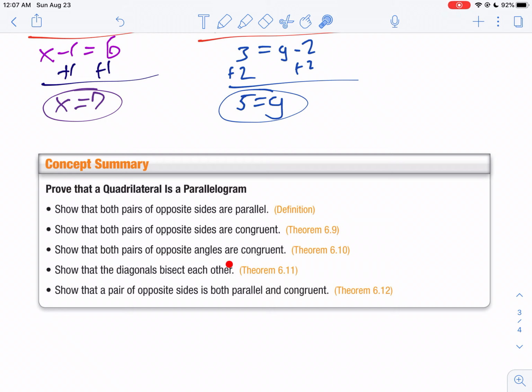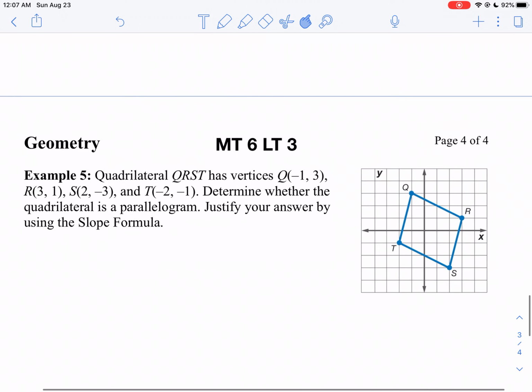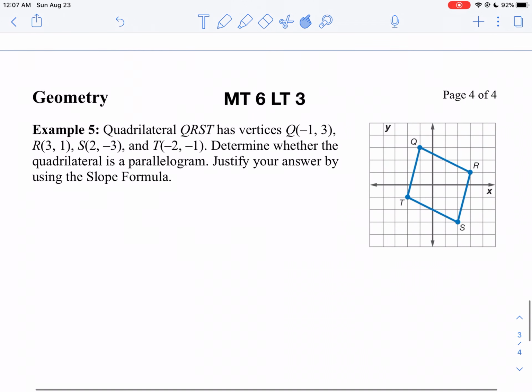Show me the diagonals bisect each other, or show me that a pair of opposite sides are both parallel and congruent. We're going to use that to prove a quadrilateral is a parallelogram. You can pick any of those 5. Sometimes the question I'll ask you is, I'll tell you how I want you to do it. That's how it looks in example 5.